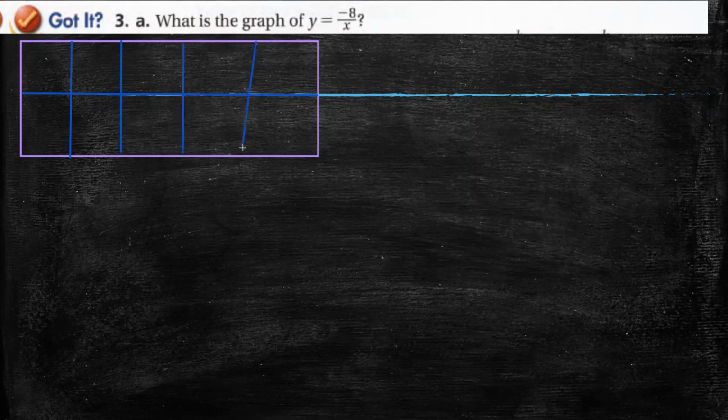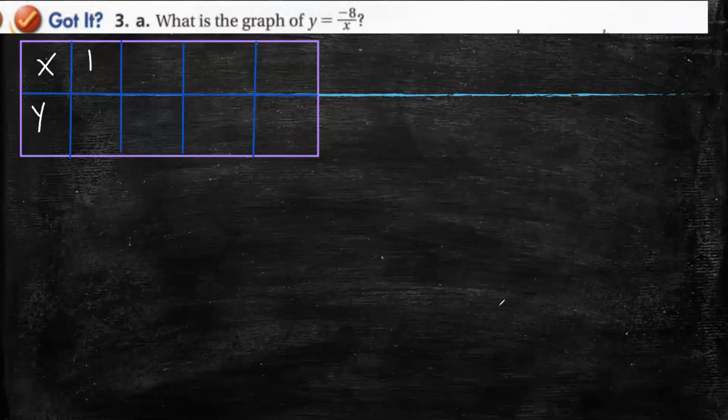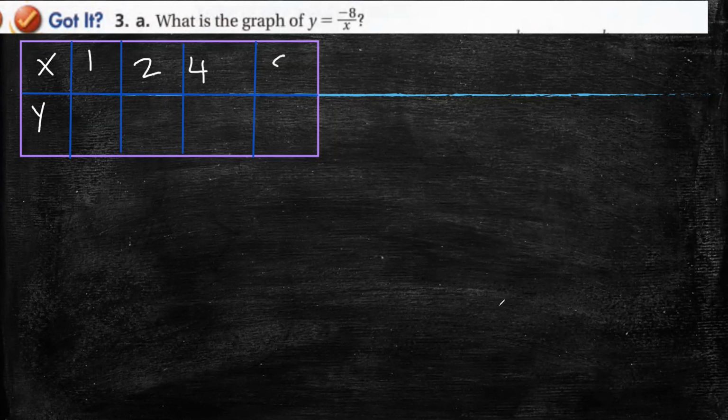Miss, can I put 0 or will it be undefined? Undefined, because 8 over 0 is undefined. 0 means it will intersect the x-axis, and this cannot be. So this is x and this is y. As I told you, plot any points. Now be careful, they must be positive, like 1, 2, 4, and 8.